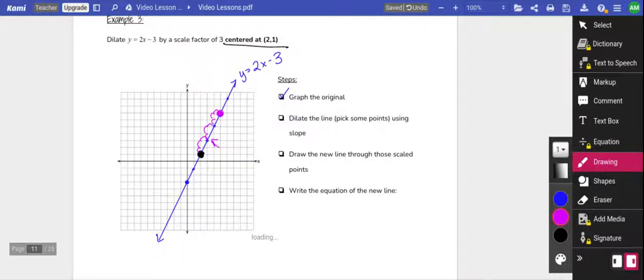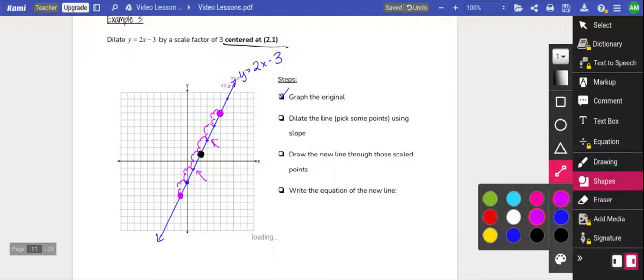What if I pick this point below it now to try? I would go left 1, down 2, left 1, down 2, left 1, down 2. Here's another point. Oh my goodness, what has happened here?